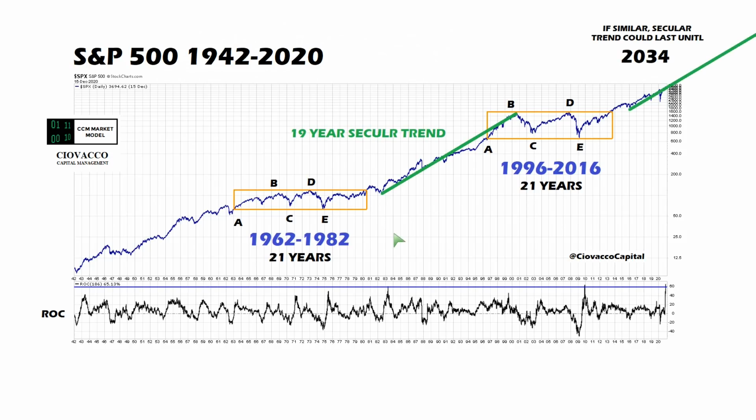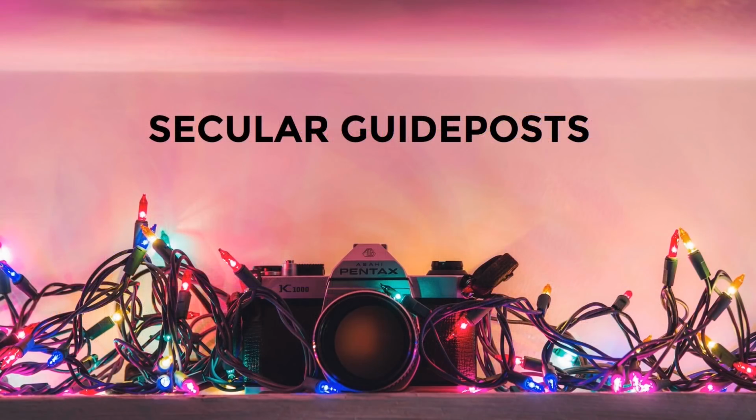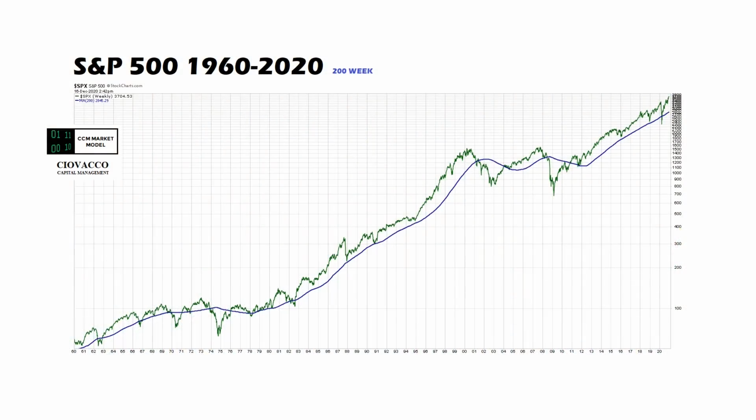Before we switch gears to the next segment, keep in mind everything that we just covered was on a daily chart of the S&P 500. When we're talking about secular guideposts, we'll be shifting to a weekly chart. And a secular guidepost basically is used to help us answer the question: does it still look like a secular trend, or is it starting to drift from the secular trend look?